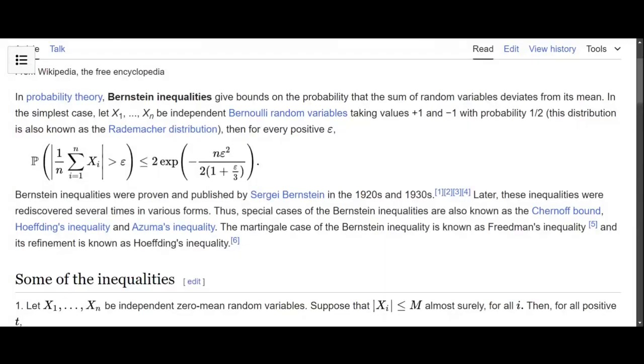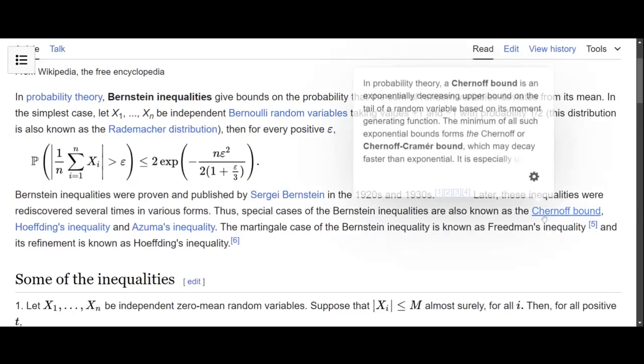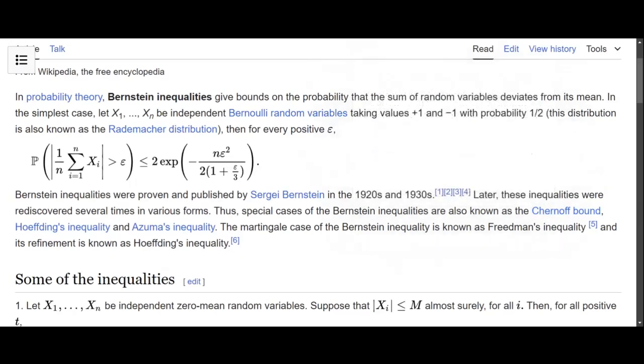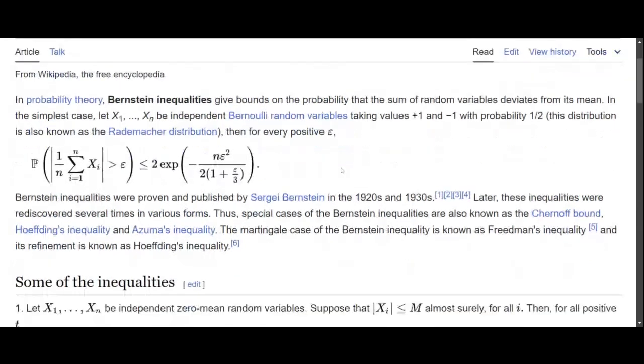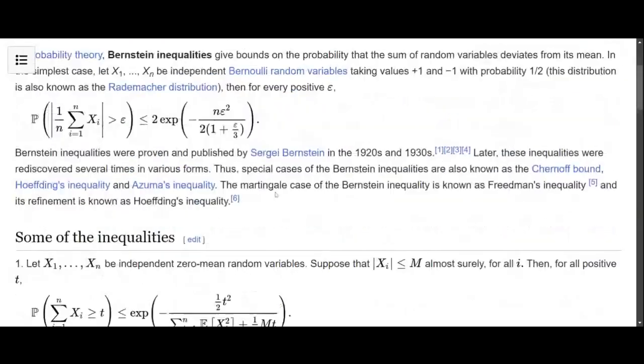We will now derive Bernstein's inequality, or any of the other equivalent names that it goes along with. As you can see over here, sometimes it's called the Chernoff bound and other types of inequalities. Now, what I find a little bit strange about the Wikipedia page is the way they write this inequality over here. And this is why I was confused earlier why this is the form that they write it. You will notice they have negative n epsilon squared divided by, then they have 2 multiplied by this.